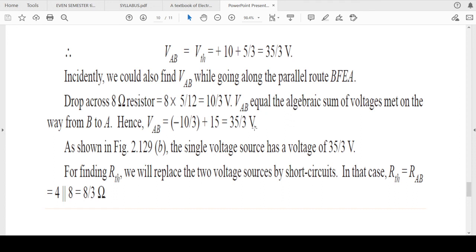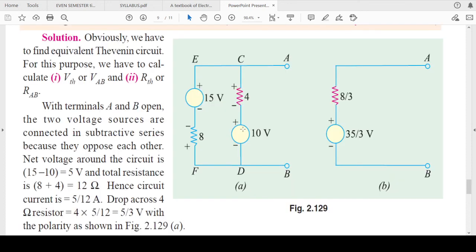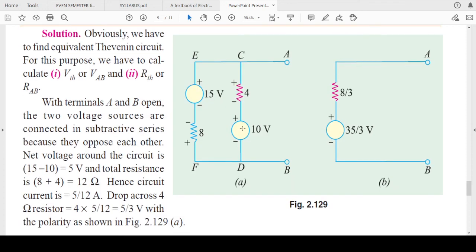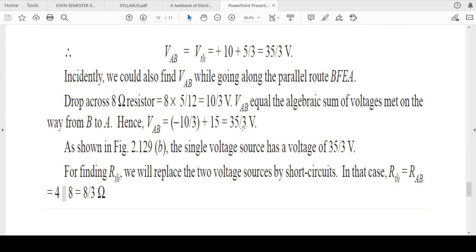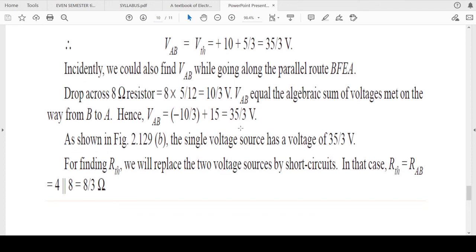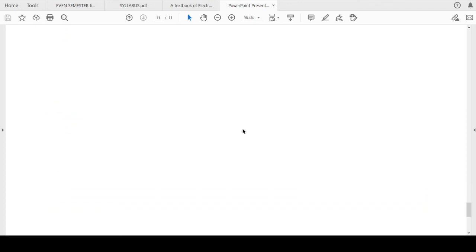And the Thevenin resistance is nothing but RAB, that is 4 in parallel with 8. So the net resistance of 4 parallel 8 is 4 into 8 by 4 plus 8. That is 32 by 12, that is 8 by 3 ohms. So that comes to the end of our class. Thank you.